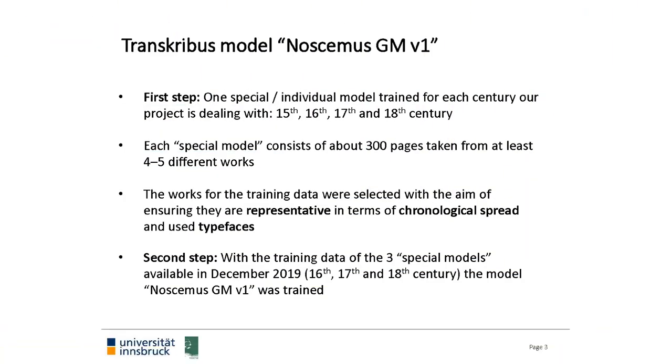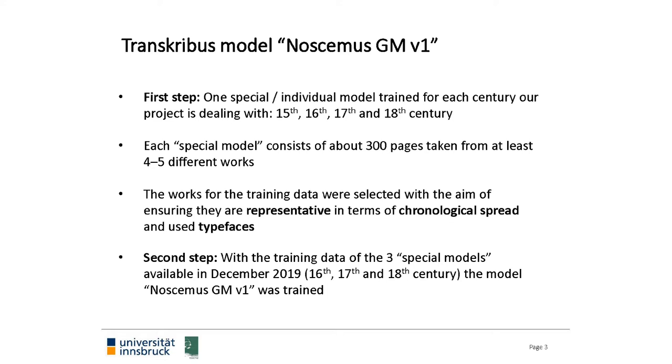A quick overview of the path our model has taken until now. As a first step, I tried to create one special or individual model for each century our project deals with. This means I created one model for the 15th century, for the 16th, for the 17th, and the 18th century. Each of these special models consists of at least 300 pages, taken from at least 4 or 5 different works or books. The works selected for the training data were selected with the aim of ensuring they are representative in terms of chronological spread and used typefaces.